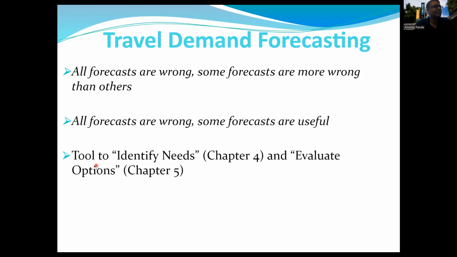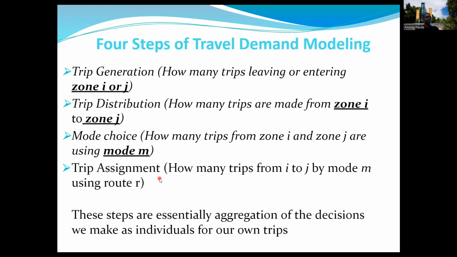And forecast is essentially a tool to identify needs and evaluate options. So identifying needs is the travel demand estimation. That's what we're learning here. And then evaluation of options using time value of money and the engineering economics concept. That's what we learn in chapter 5. So these are the basic 4 steps of the travel demand modeling process.